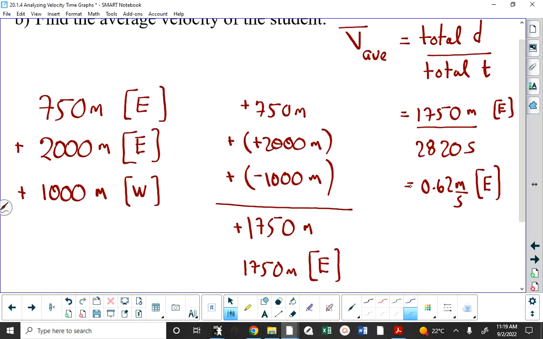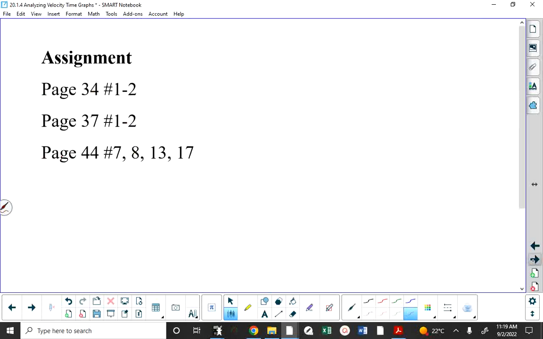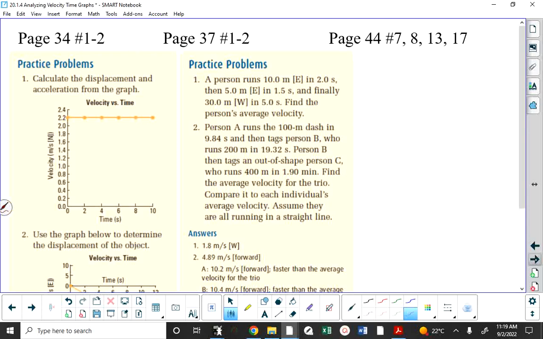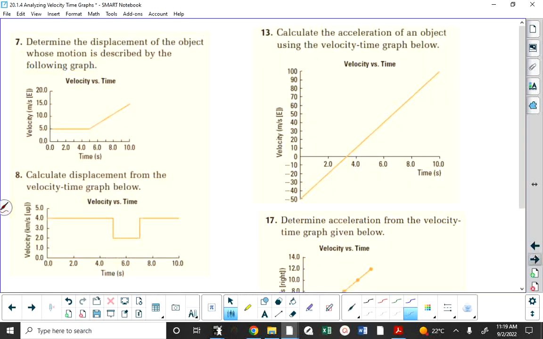That's it. And now we're back on track where we can get some practice done. You have textbook questions on page 34 and 37. Let me show them to you. Page 34 and 37. One of them deals with a velocity time graph. Another one deals with a velocity time graph. Then we've got some average velocities and average speeds. And then on page 44, we have more velocity time graphs to deal with.